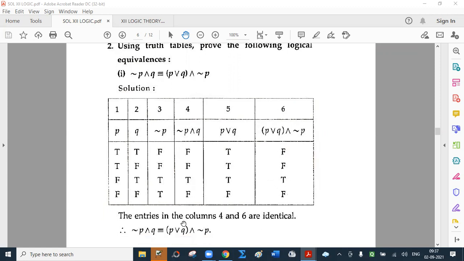Now after this, we have to say entries in the columns 4 and 6 are identical. Therefore, ideally you should say, therefore, statement patterns, this one and this one are logically equivalent. Or just say, therefore, not (P and Q) is logically equivalent to (P or Q) and not P.